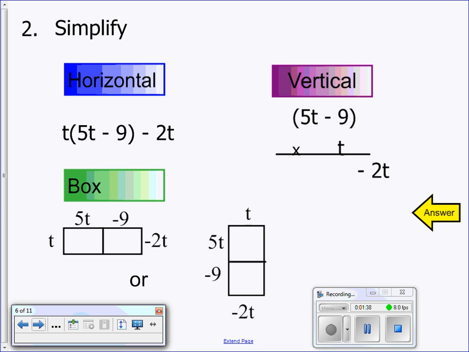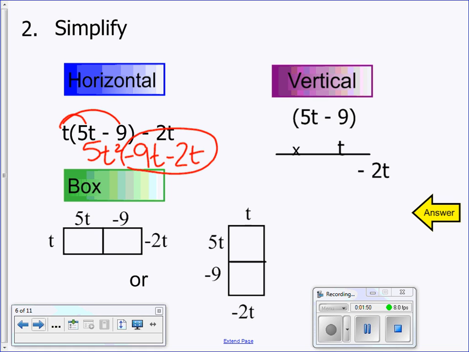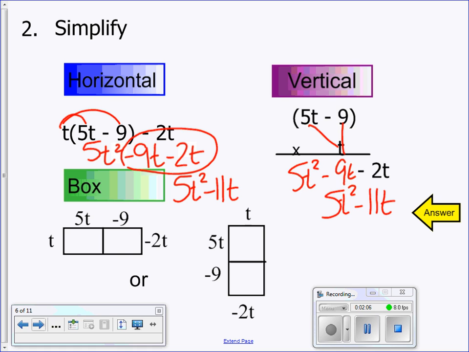So this one, horizontal, t times 5t is 5t squared. t times negative 9 is minus 9t, minus 2t. So when I simplify these two, combining like terms, I get 5t squared minus 11t. Same thing with this one, minus 9t, and here 5t squared. Combine like terms, 5t squared minus 11t.